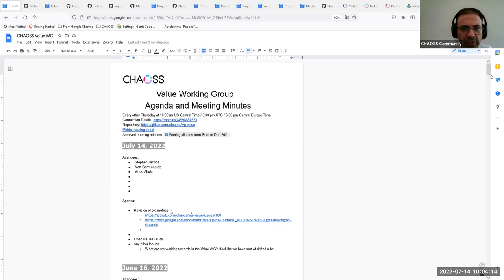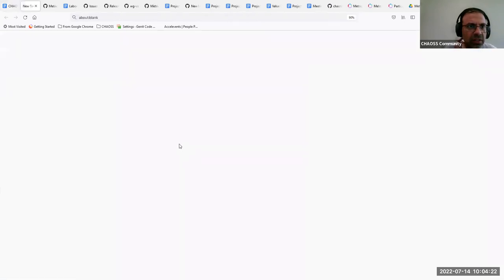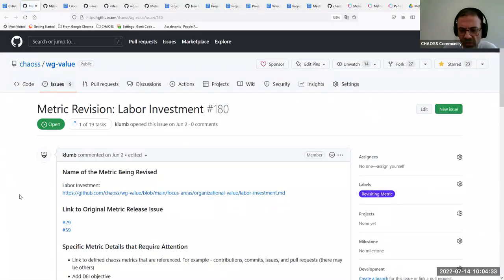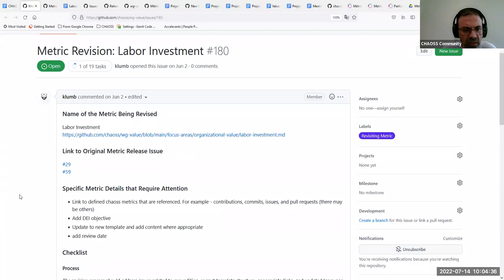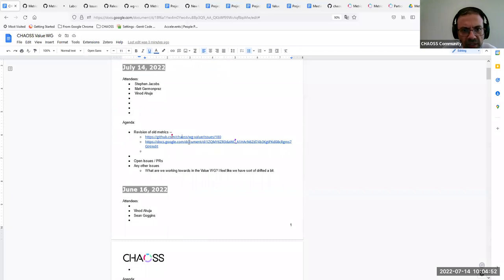Okay. Yeah, so the first item on the agenda is this revision of old metric, which is this one. Labor investment. Yeah. Labor investments. So Kevin pointed out a few things linked to the defined metrics to the old one, like the one which we have deferred and DEI objectives. So I've done some work on this. Maybe you all can hop in and take a look at this one, the second link.